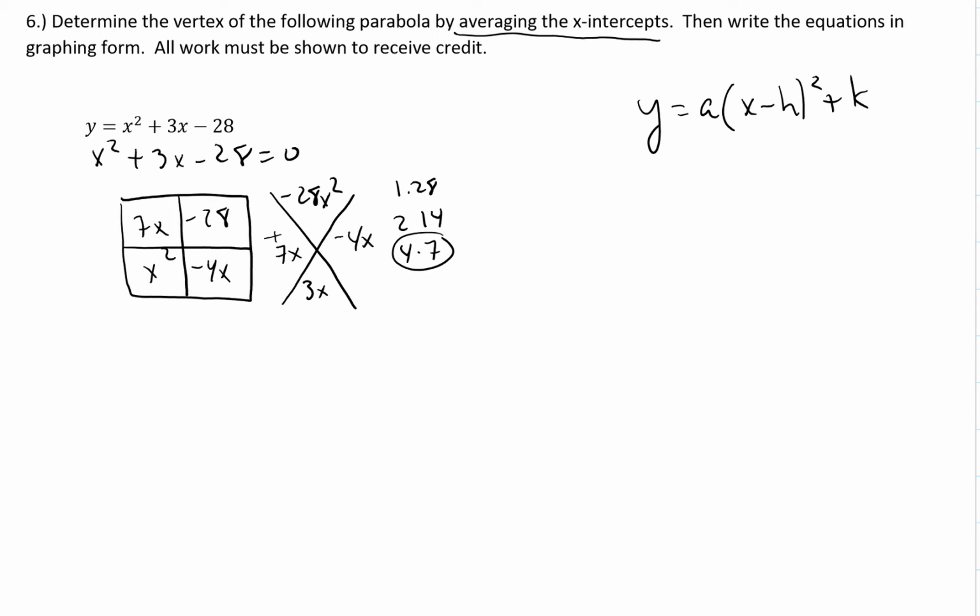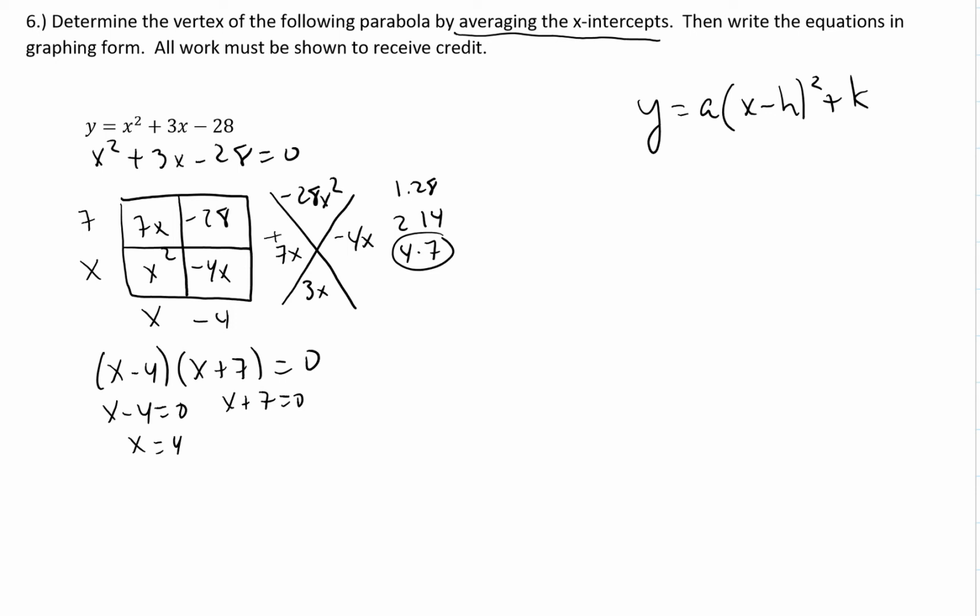So then x squared and 4x, we take the x out. So x times what gives me x squared x, and then this is 7. And then 7 times what gives me 28 is negative 4. So then what we get is x minus 4 times x plus 7 equals 0. So then we get x minus 4 equals 0, so x equals 4. X plus 7 equals 0, so x equals negative 7. So then what we want to do is we want to take the average.